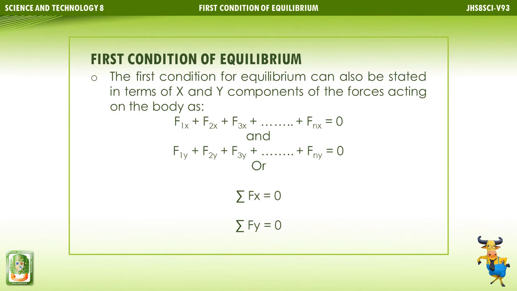The first condition for equilibrium could also be stated in terms of x and y components of the forces acting on the body as F1x plus F2x plus F3x and so on equals 0, and F1y plus F2y plus F3y and so on equals 0. Or summation of Fx equals 0, and summation of Fy equals 0.